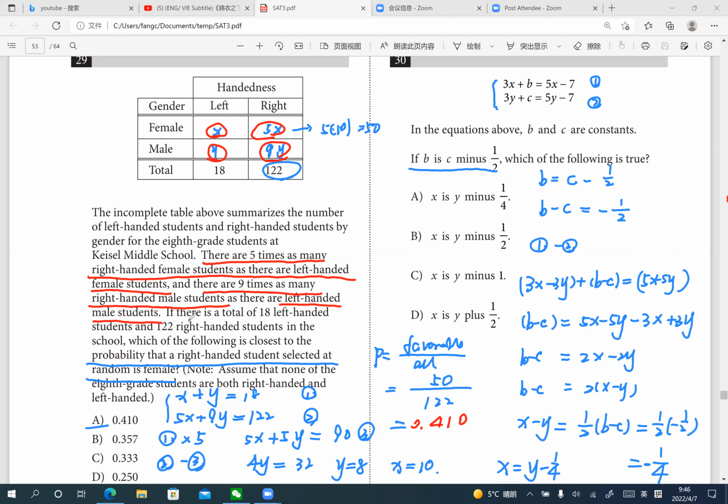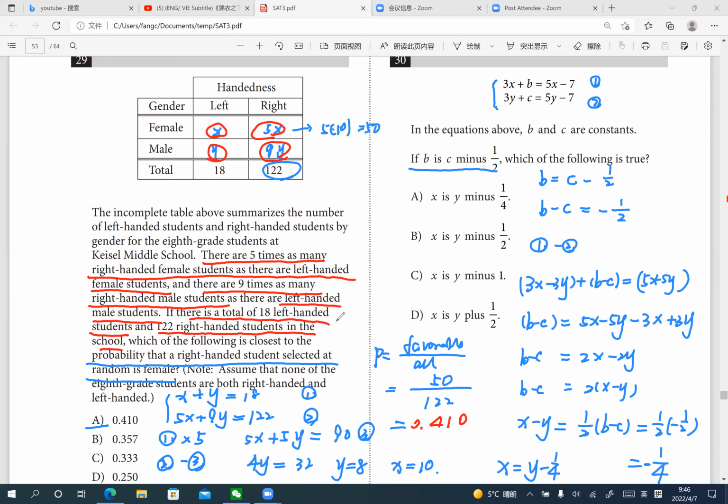Continue. The question says there is a total of 18 left-handed students. So X plus Y should be equal to 18. And 122 right-handed students in the school. So 5X plus 9Y should be equal to 122. Now we have 2 equations. The next step, we just need to solve this system of linear equations.